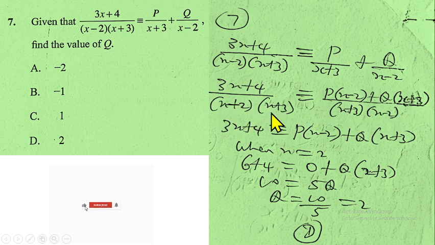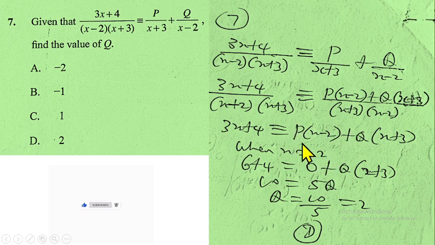s plus 2 into s plus 3 can cancel this as well, because if you cross multiply, this will multiply this and this will also multiply this. They will also cancel at both sides. So technically this will cancel this. We are left with 3s plus 4 equivalent to p into s minus 2 plus q into s plus 3. Then from there our aim is to find the value of q, not p, so we don't really have business with p.